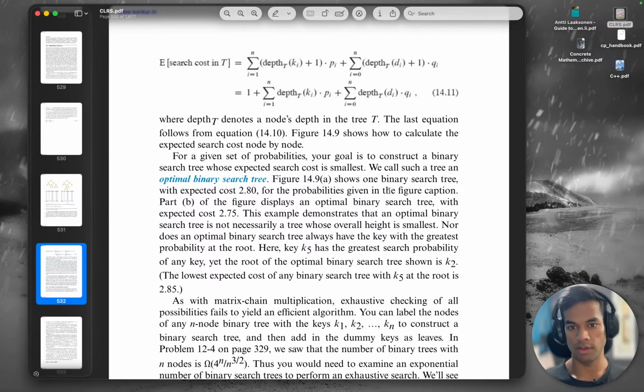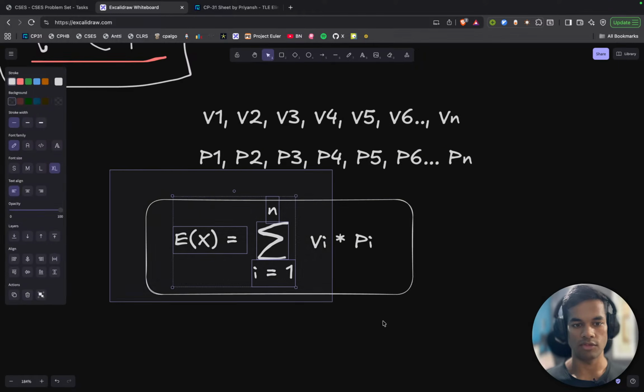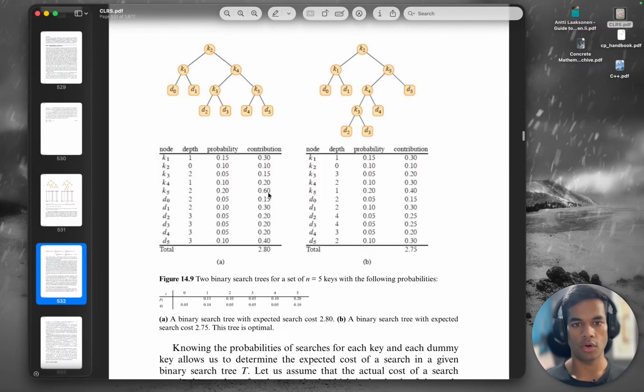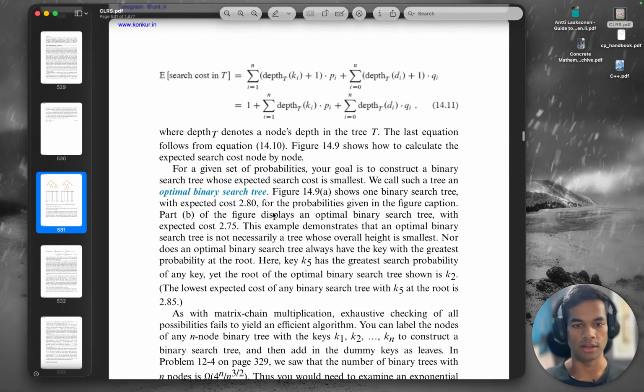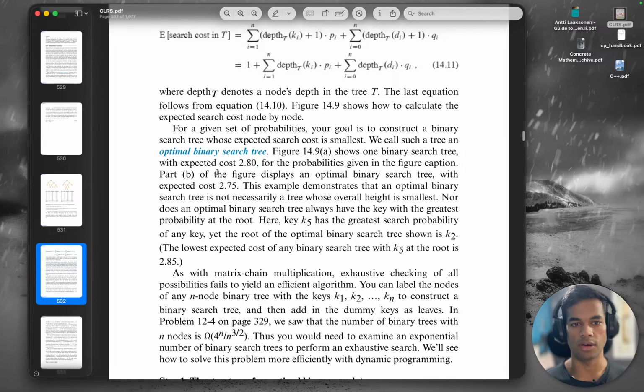For the probabilities given in the figure caption, part B of the figure displays an optimal binary search tree with expected cost of 2.75. Okay, finding the expected cost makes sense. This formula makes sense because it is a form of the general expectation value calculation formula. But what do they mean by contribution here? I guess let them cook. Okay, the first figure shows one binary search tree which has an expected cost of 2.8, and figure B shows another one which has a cost of 2.75.